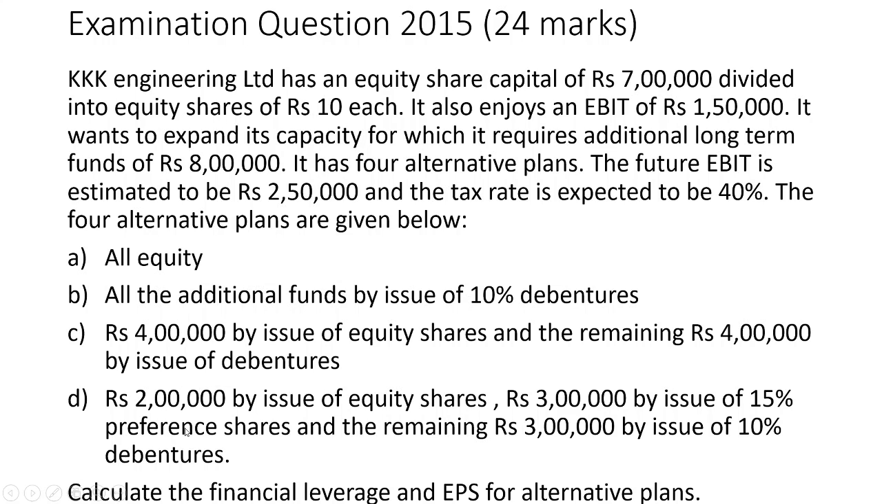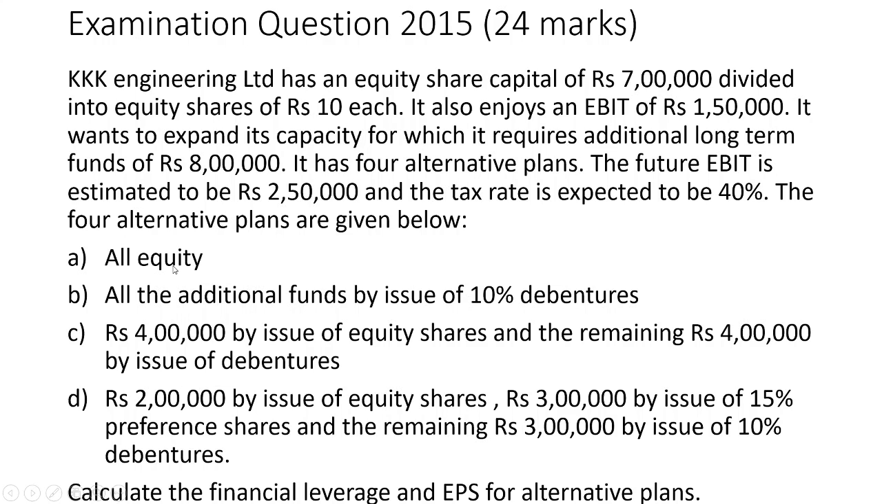plans. So first we will have to analyze the situation. A firm has an equity share capital of rupees 7 lakh divided into equity shares of rupees 10 each. So the firm has 70,000 shares of rupees 10 each and the amount is rupees 7 lakh. And now it has an EBIT of 1,50,000. The firm wants to expand the capacity. So for that it requires additional 8 lakh rupees. So how can the additional 8 lakh rupees be raised?